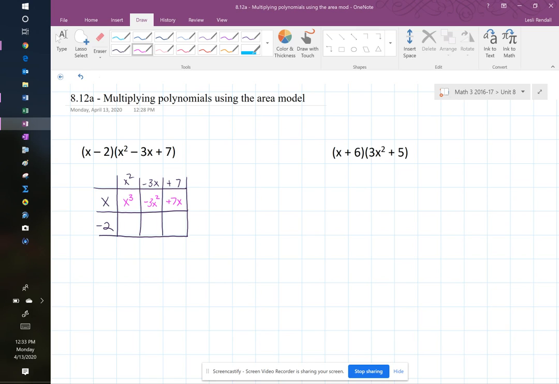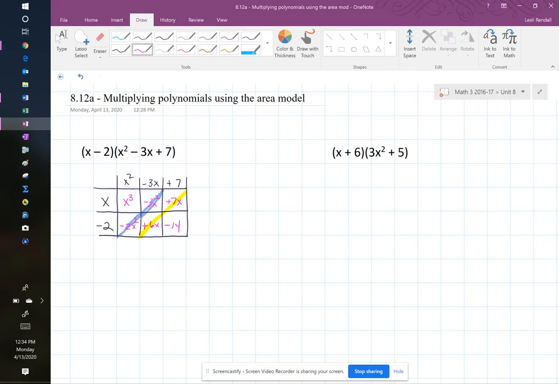We'll go down to the bottom row, negative 2 times x squared is negative 2x squared. Negative 2 and negative 3x is positive 6x. And negative 2 times 7 is negative 14. Now, the question is, how do I determine what my answer is? So notice along this diagonal, those are x squareds. Notice along this diagonal, these are x's.